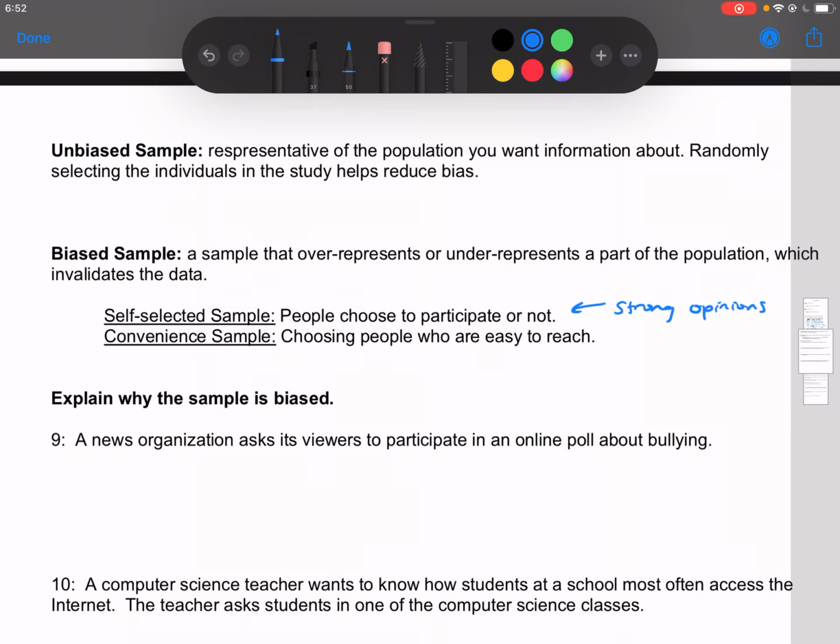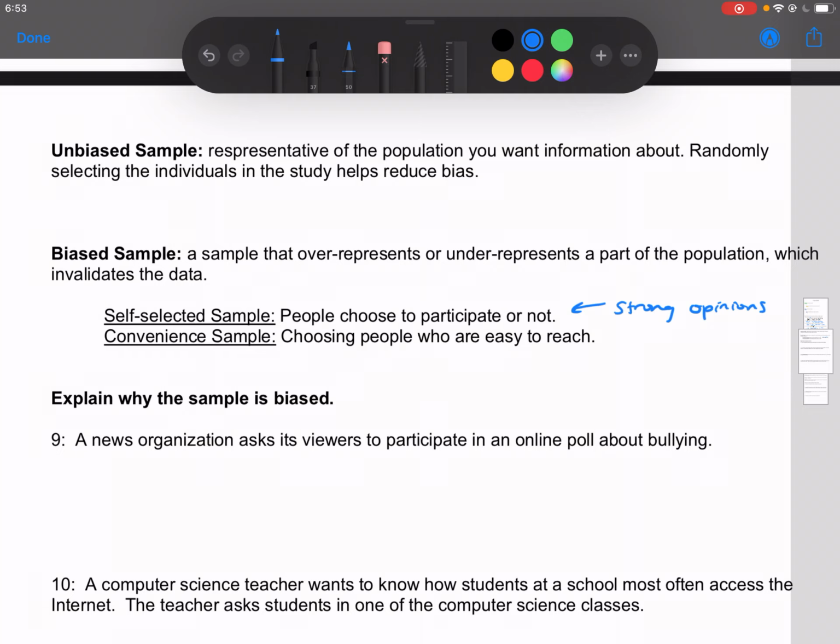So here's an example. You might have a radio show host that asks people to call in to give their opinion about a new proposed gun law. And often when that happens, you only get the people who are listening to that radio show. But second, the people who will actually call in are just the ones that have strong opinions one way or the other.